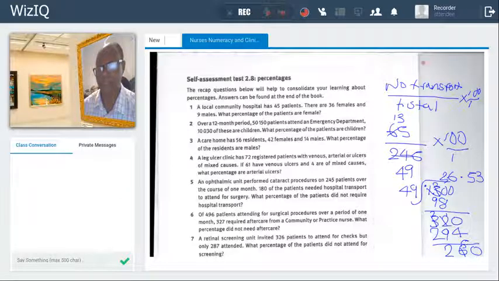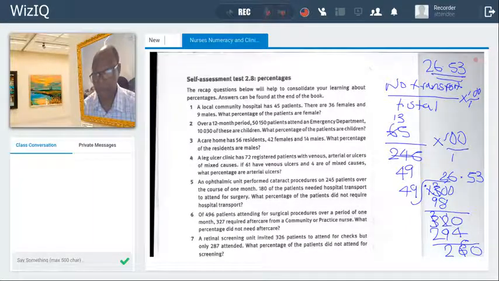So the answer is 26.53, to 2 decimal places. Let's just double check, make sure it's correct. Yeah, that's correct. Okay. Let's go to the next question. Okay, that's right.